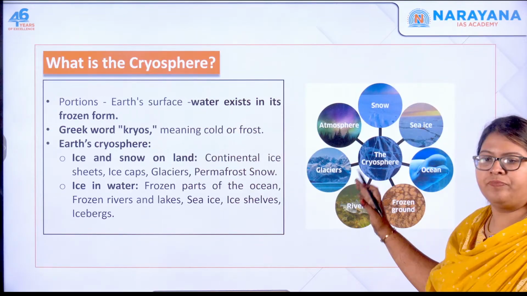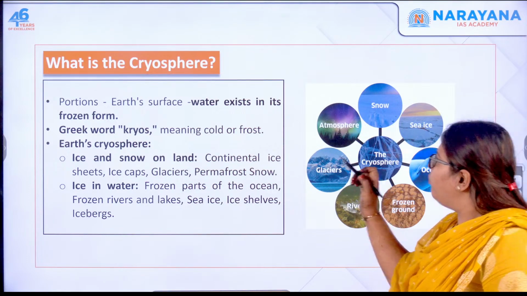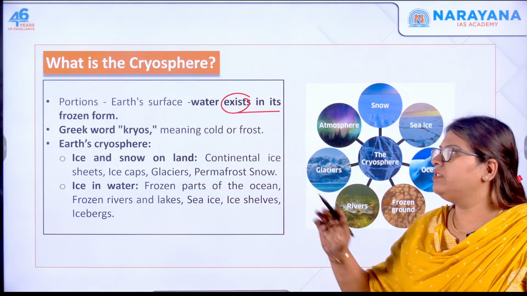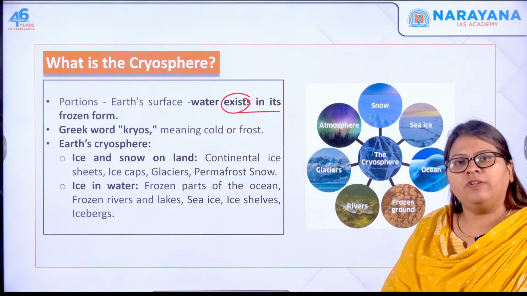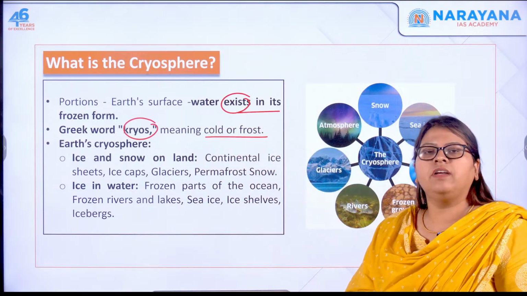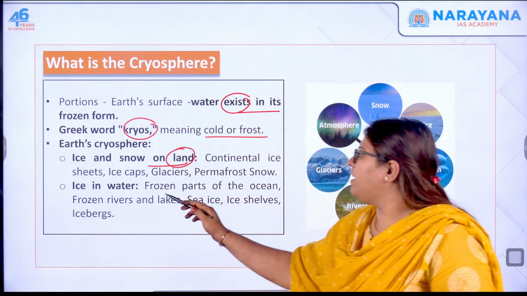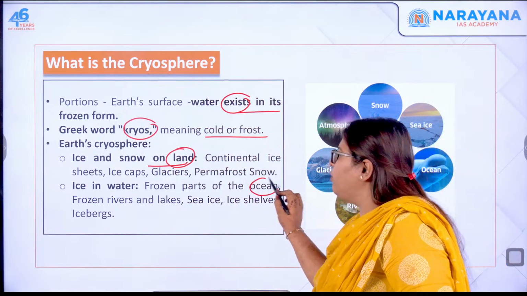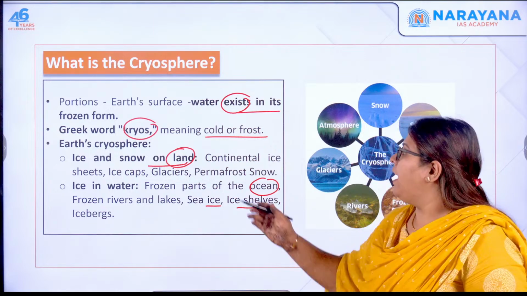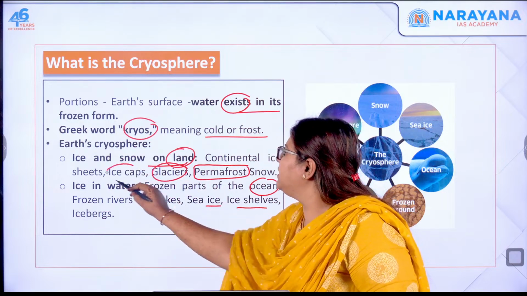Let us quickly see what we mean by cryosphere. On the earth's surface, portions where the water exists in its frozen form are called the cryosphere, originated from the Greek word cryos, meaning cold or frost. And if you see the earth's cryosphere, it can be seen in these forms: ice and snow on land, and ice in water, which includes the frozen part of the ocean, frozen rivers, frozen lakes and sea ice, ice shelves, icebergs, etc. And on land, permafrost is also very important. The glaciers, the ice caps, all these are important.